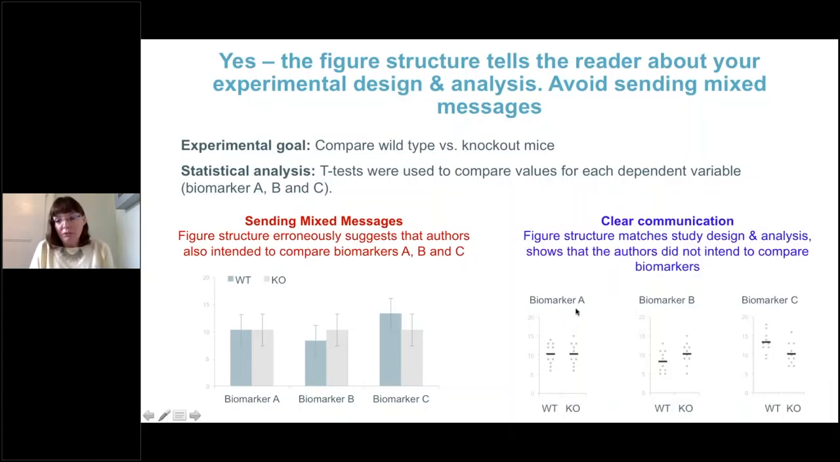We want a figure structure that matches the study design and shows that the authors did not intend to compare biomarkers. And so here I have a separate panel for each of the different biomarkers. And then it's obvious to the reader that I only intended to compare the wild type and the knockout mice, and I did not intend to compare the biomarkers to each other.